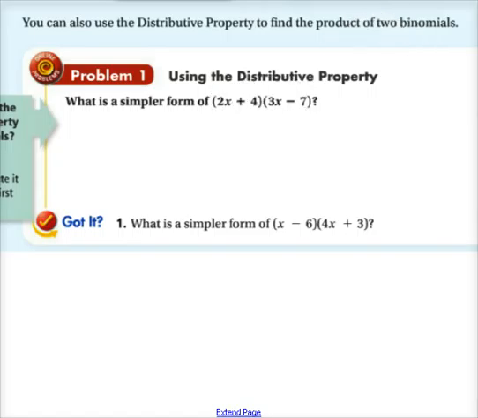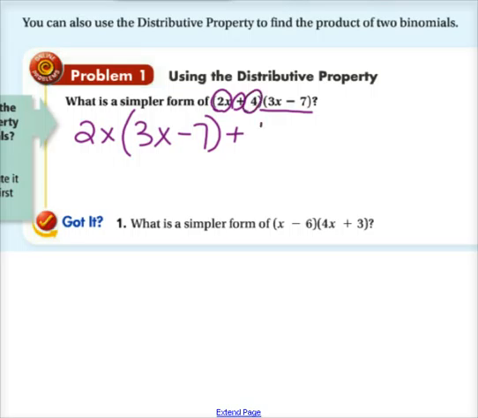All right, 2x plus 4. The first binomial is the one I'm going to break apart. I'm going to start with just the 2x. 2x is going to be multiplied to the 3x minus 7, or that second binomial. Then I'm going to add, take the second part, 4, and that's going to be multiplied by the second binomial. Now I just need to do the distributing.